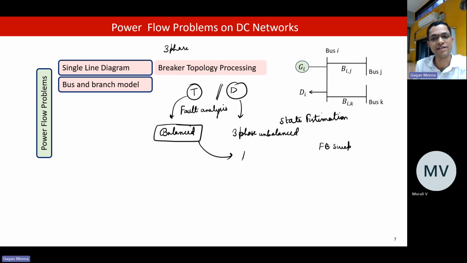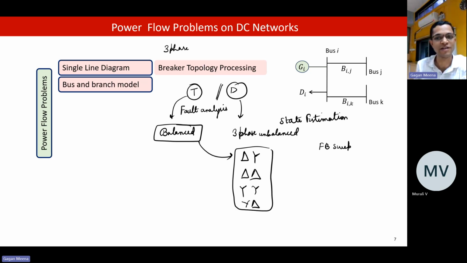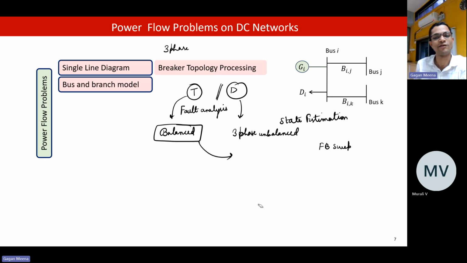All these transformer connections, whether star delta, delta delta, star, or delta star delta, even zigzag, we can model using matrices. So this itself is another course, distribution system analysis. If you want, you can read this book. Kersting.